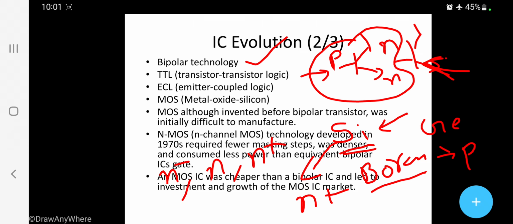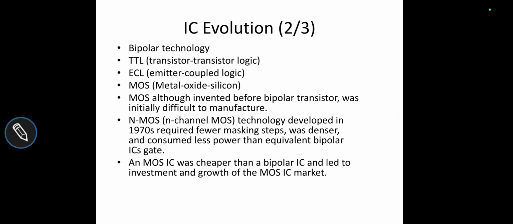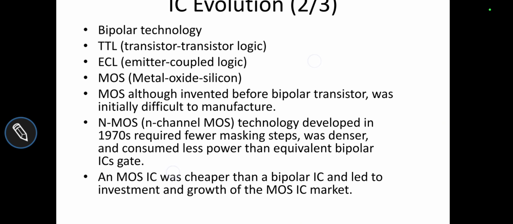Bipolar has its problems. You have also studied transistor logic in linear integrated circuits, LICA like subjects, where using transistors you can implement AND gates, NAND gates, NOR gates, using only bipolar transistors that are fabricated. But it occupies a larger area and has some problems, like input impedance problems. Then you have emitter coupled logic, ECL.